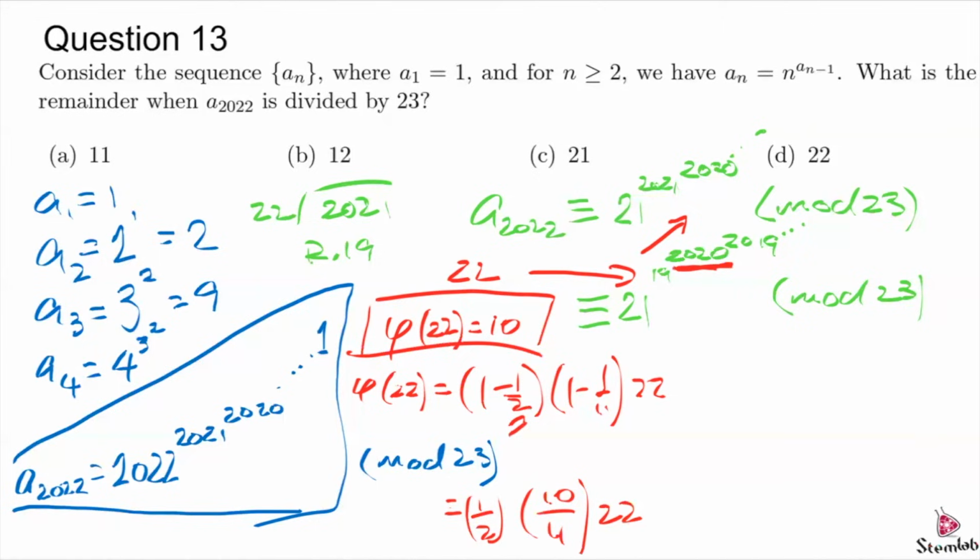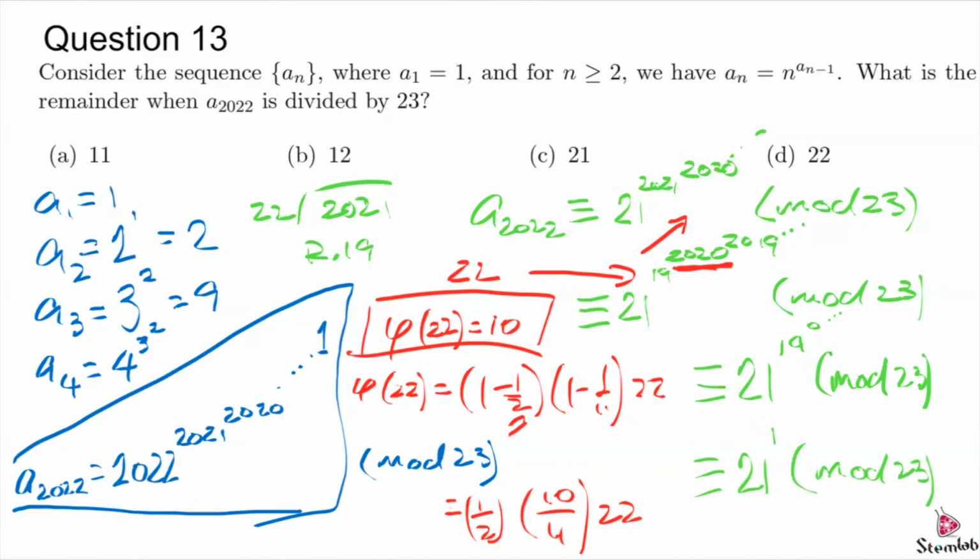a remainder of basically 1, right? But 20 is divisible by 10. So actually, this whole thing just reduces to 21 raised to the 19 raised to the 0. So anything else above that actually didn't matter. So this thing mod 23 just reduces to 21 raised to the 1 mod 23, or 21. Okay, so the answer here is C, 21.